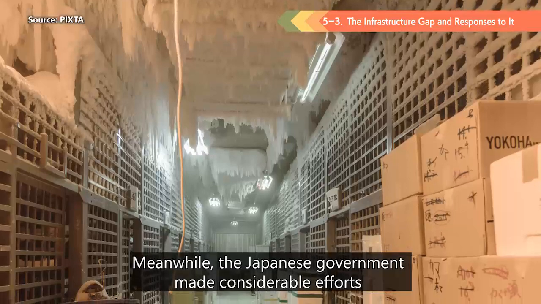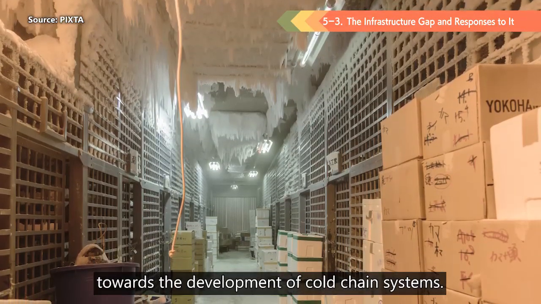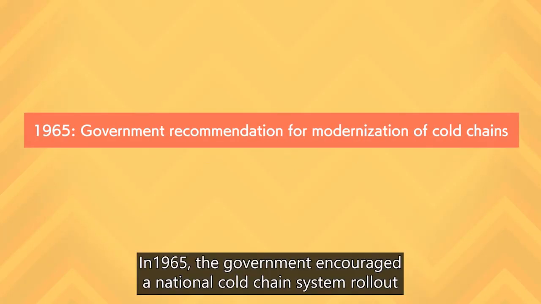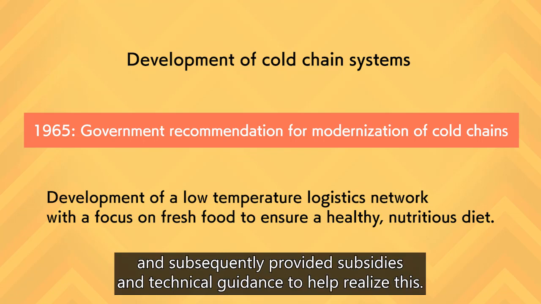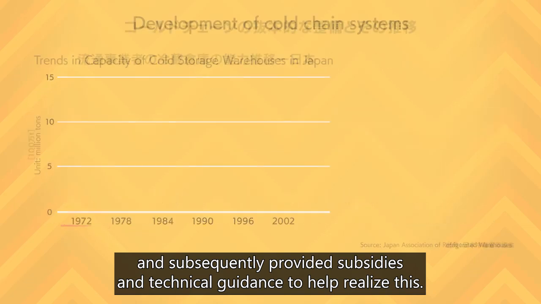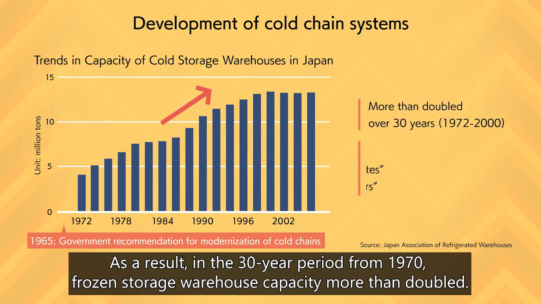Meanwhile, the Japanese government made considerable efforts towards the development of cold chain systems. In 1965, the government encouraged a national cold chain system rollout and subsequently provided subsidies and technical guidance to help realize this. As a result, in the 30-year period from 1970, frozen storage warehouse capacity more than doubled.